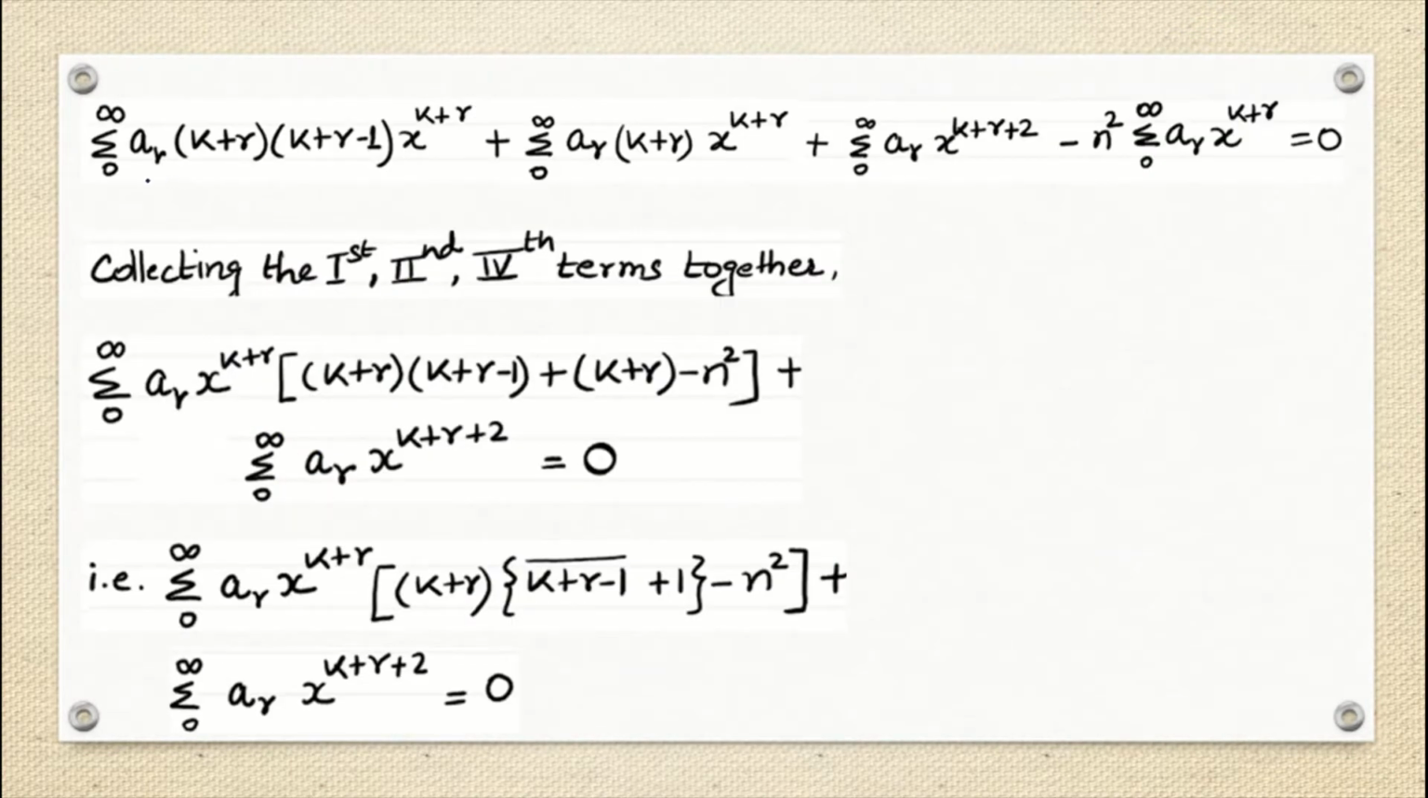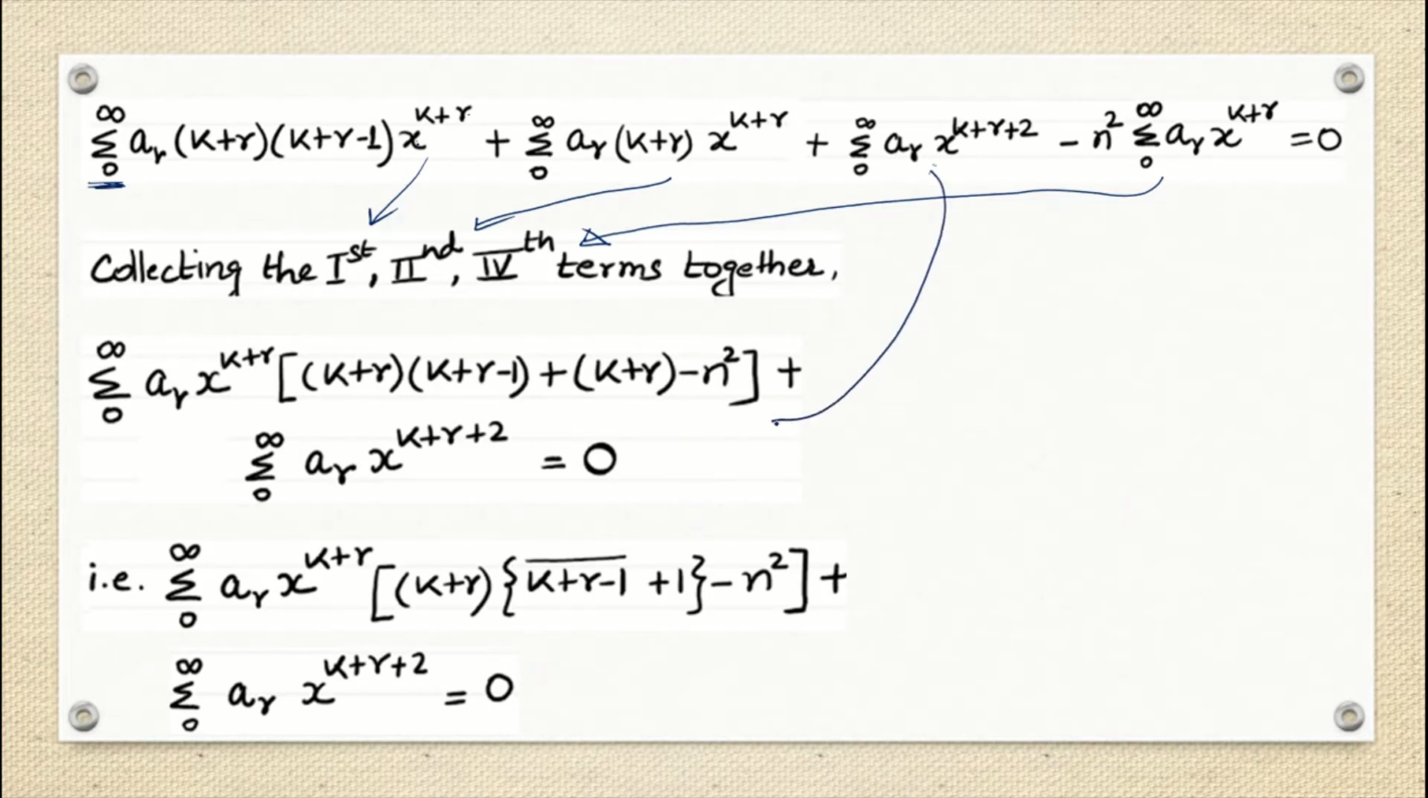Okay, so this term I'm just copying from the previous slide. The power of x I'm just comparing. So this is x to the power k plus r in the first term, even x to the power k plus r in my second term also, x to the power k plus r in my fourth term also. So I'm collecting these three terms together, and then separately I will be copying this third term here. Okay, this third term is here. Okay, fine. So what I'm writing down here?